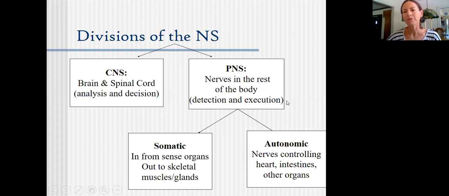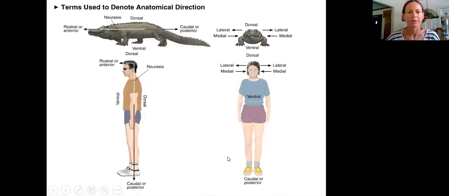And then with the peripheral nervous system, we're really looking at detecting what's going on in the world, all the sensory information coming in, and then also execution, which is doing stuff, right? Now, the peripheral nervous system, all the nerves of the body, can be divided into two more groups. One is the somatic nervous system, and that's basically all of the skeletal muscles and organs, sense organs. And then we have the autonomic nervous system, and these are going to be controlling some of your more automatic organs like your heart and your intestines and stuff like that. So there's slightly different groups of nerves there.